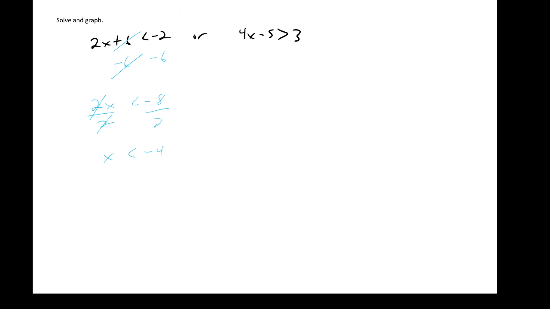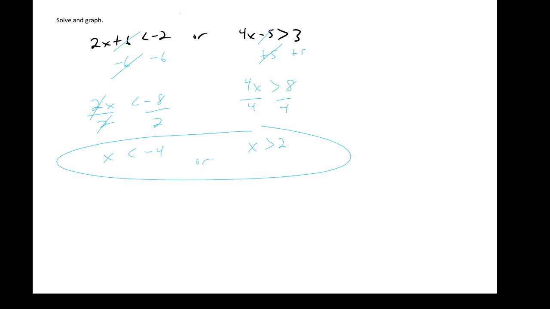Now remember, I divided a negative, not by a negative, so I'm not going to flip my sign. So we're okay so far. And I add the 5 to both sides, so I have 4x > 8, divided by 4 on both sides, so x > 2. Again, it's an "or" disjunction, so those are my solutions here, and let's go ahead and graph. I'm going to show 0, negative 4 in relation to that, and then 2 also in relation to that.